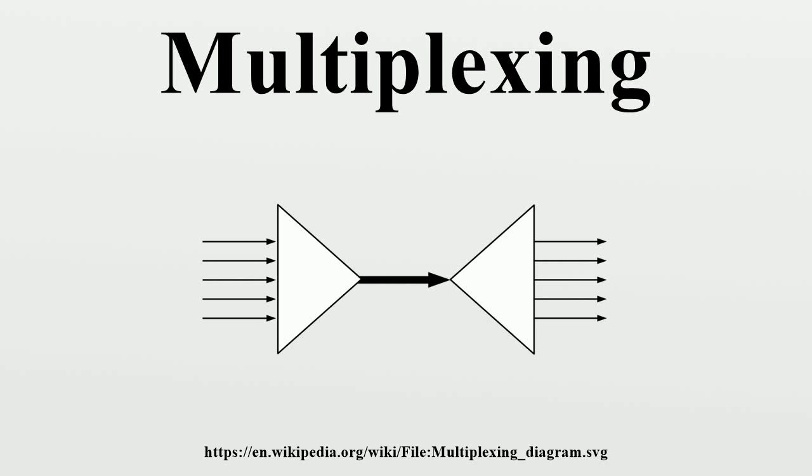In telecommunications and computer networks, multiplexing is a method by which multiple analog message signals or digital data streams are combined into one signal over a shared medium. The aim is to share an expensive resource. For example, in telecommunications, several telephone calls may be carried using one wire.